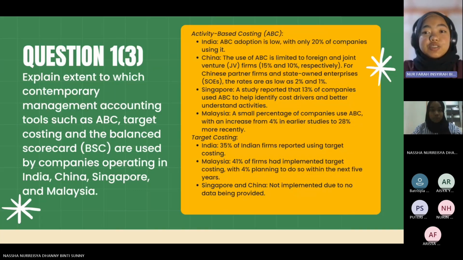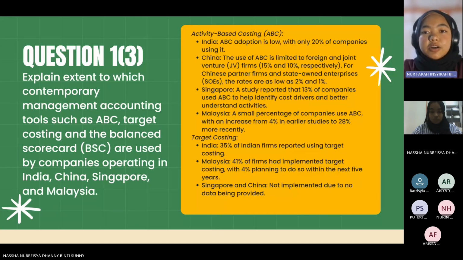Now I'm going to explain these three modern management tools based on India and China, and the other two countries will be explained by my friend. First and foremost is the activity-based costing method, or ABC for short. In India, ABC adoption is still relatively low, with only 20% of companies using it. Its slower uptake may be due to implementation challenges or the complexity of the tool.